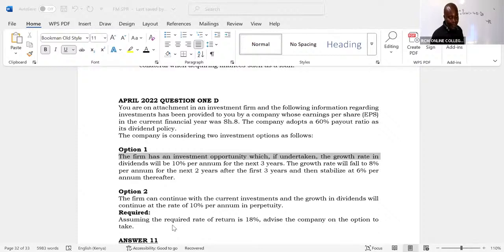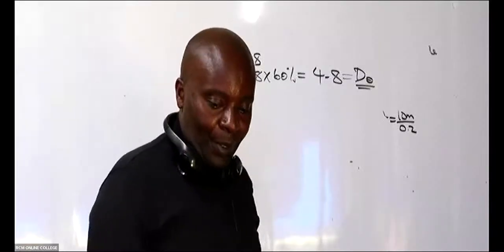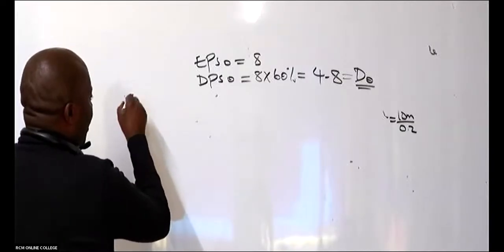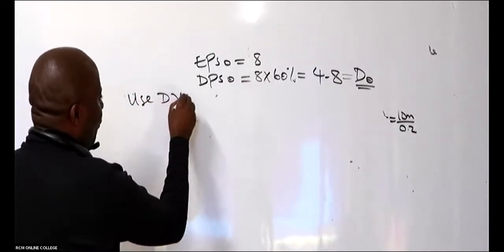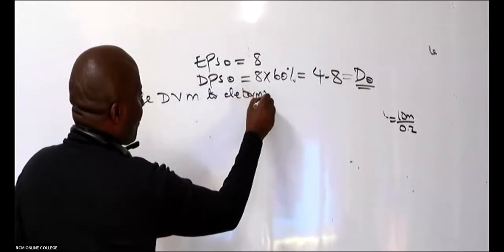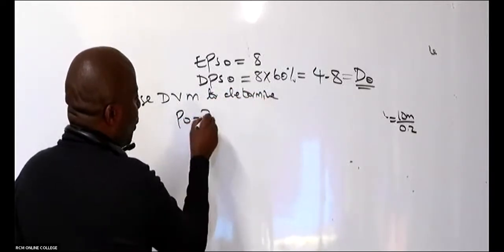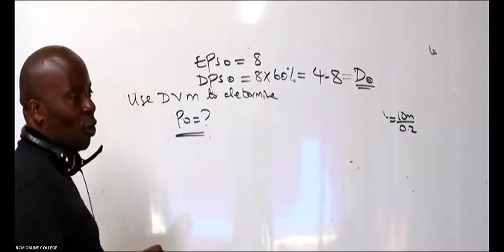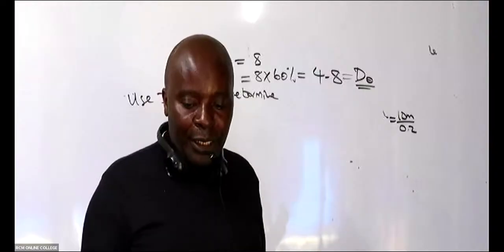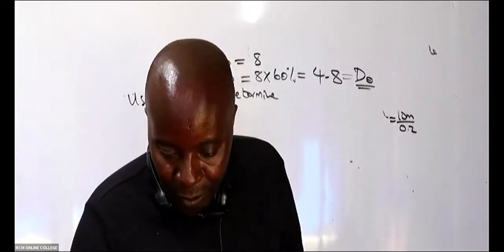So, ladies and gentlemen, basically, they want me to use the dividend valuation model to determine P0 between the two options. And then, of course, you will be able to go for that particular option that question 1B.